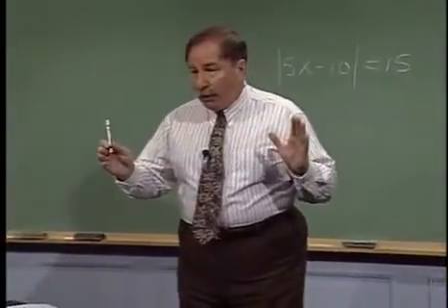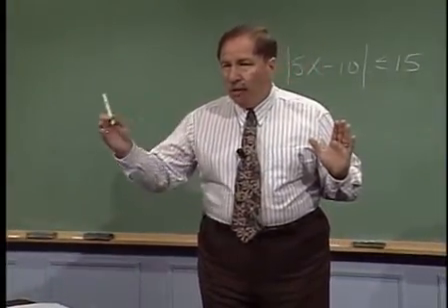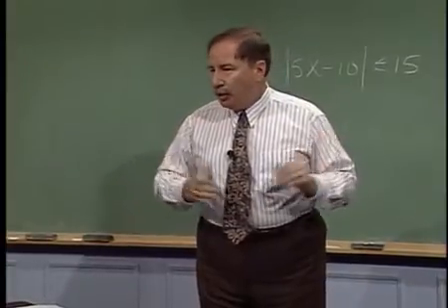Remember what I said. When you read one of these from left to right, it should flow. Negative 1 is less than or equal to 5. And x is between those two numbers.